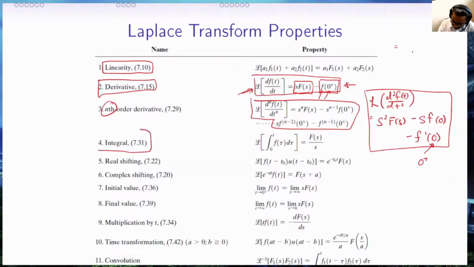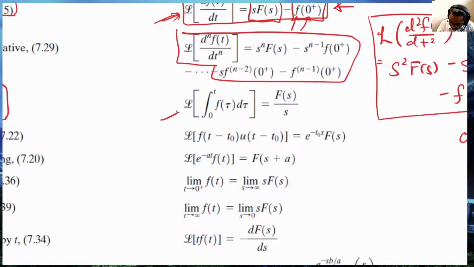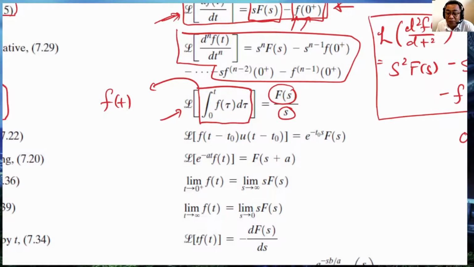Now we have the integration. The Laplace transform of this integral expression is simply F(s) divided by s. So integration becomes like 1 over s. Notice that this equation is actually f(t), right? By the fundamental theorem of calculus, f(t) is equal to the integral from 0, or some a, to t of f(tau) d tau. So this is the fundamental theorem of calculus. It converts a definite integral into an expression.